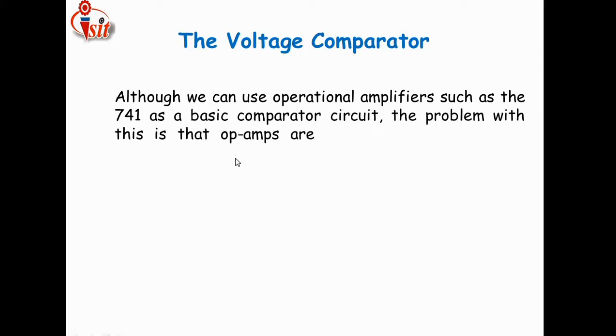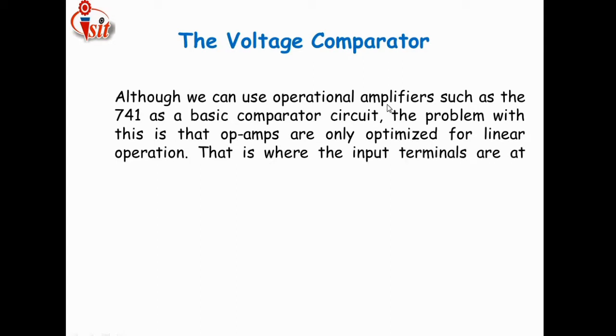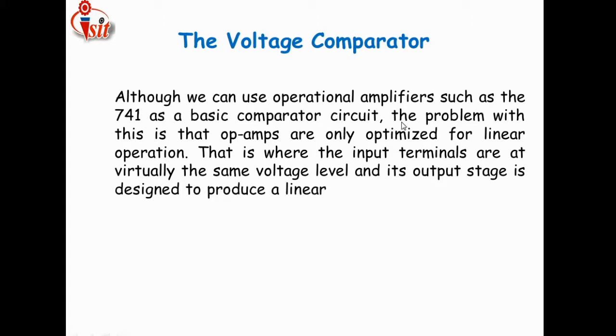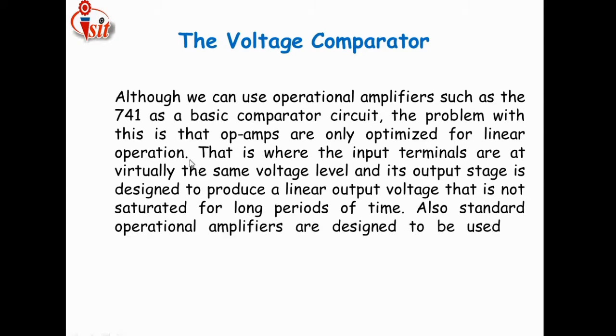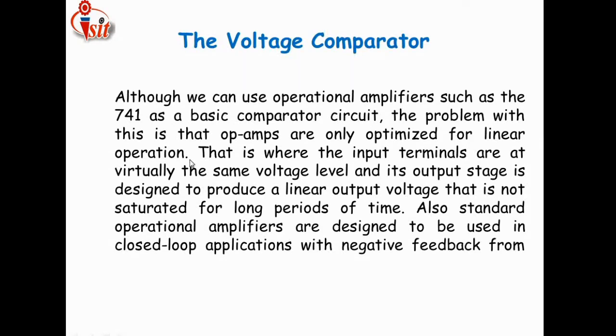The voltage comparator is also one type of comparator. Although we can use an operational amplifier such as the 741 op-amp as a basic comparator circuit, the problem with this is that op-amps are only optimized for linear operation. It is not used for non-linear operations, because it does not have any kind of feedback first of all. But in rare cases it has feedback only to the positive terminal.